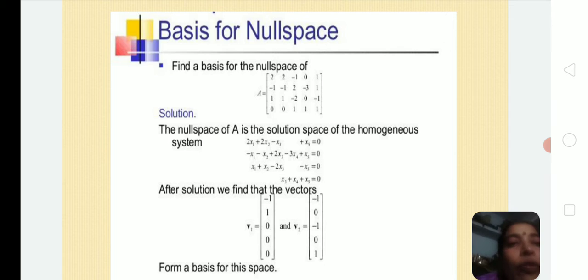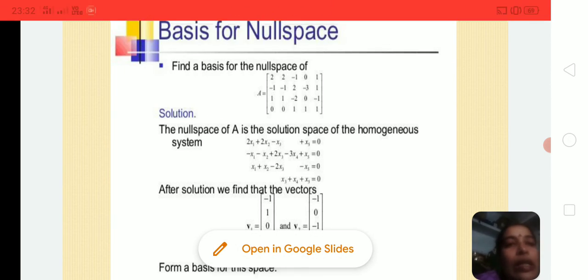After solving, we find the vectors v1 = (-1, 1, 0, 0, 0) and v2 = (-1, 0, -1, 0, 1). These form a basis for this space.